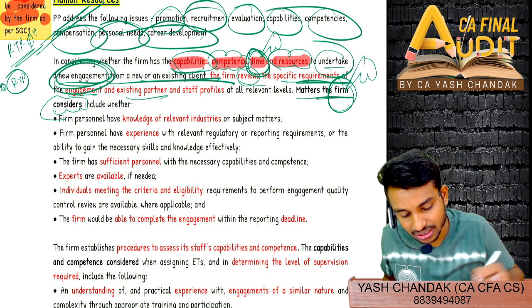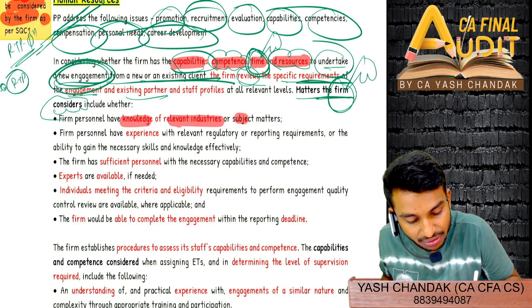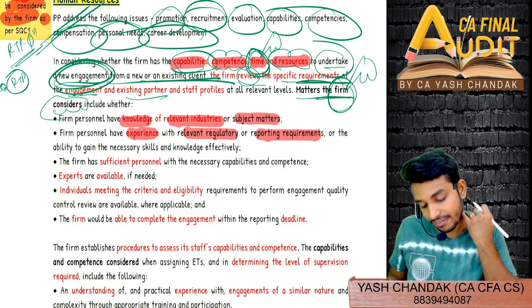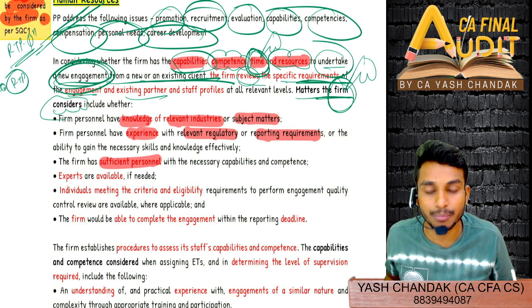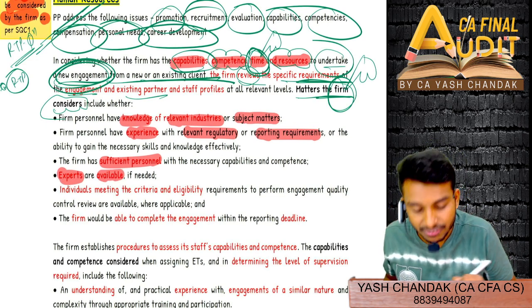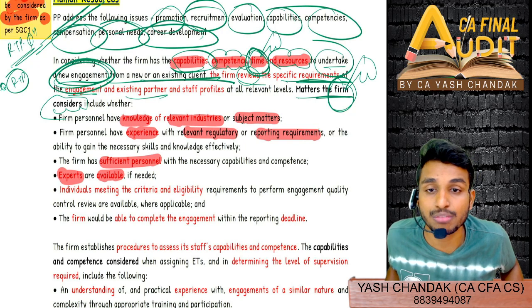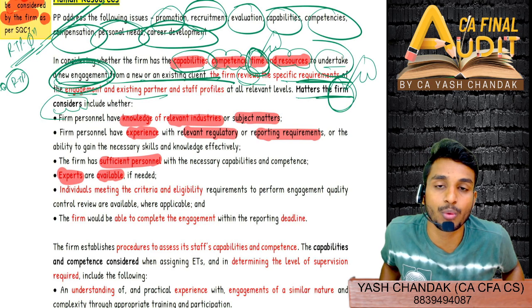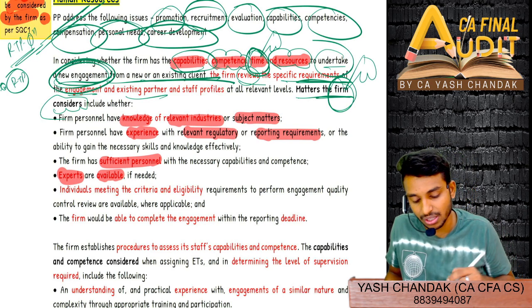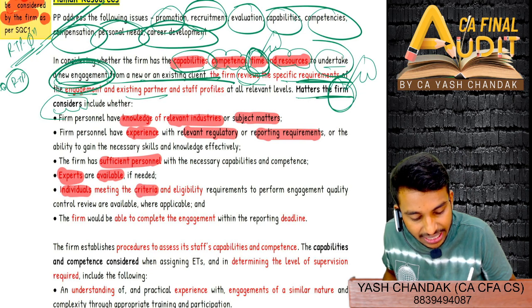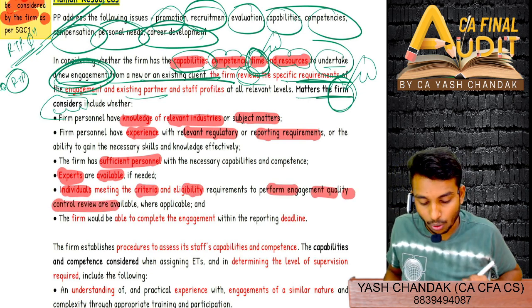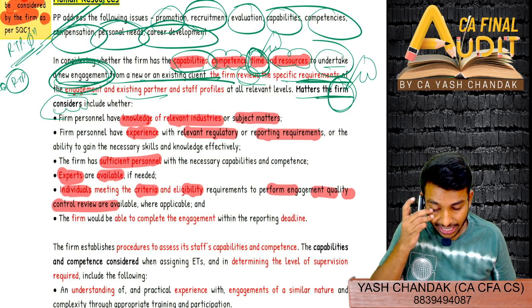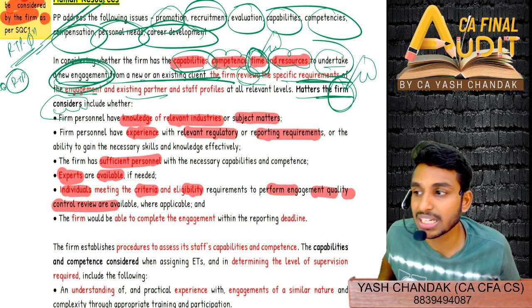Clear? So let's see the knowledge of the relevant industry as well as the subject matter, experience with relevant regulatory and reporting requirements, how much experience you have. Similarly, a sufficient number of personnel, number of staff. Then whether experts are available or not. We cannot be experts in all fields, so we might require experts. So whether all sorts of experts are available with us or not, and whether individuals meeting the criteria and eligibility requirements to perform the engagement quality control review are available or not. That is your EQCR, engagement quality control review.